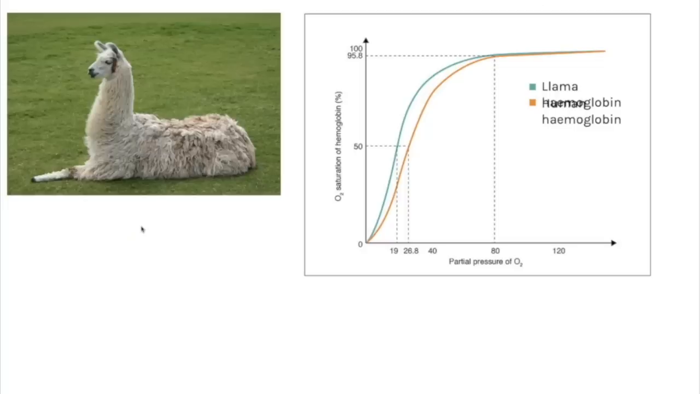Llamas are found at high altitudes where we have very, very low partial pressures of oxygen. So for the llama, we can see that they also have haemoglobin that has a higher affinity for oxygen, even at lower partial pressures. So we can see that would mean that if there isn't very much oxygen available, which there wouldn't be at a high altitude, then the haemoglobin is still able to load up.